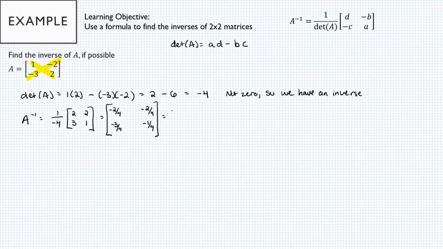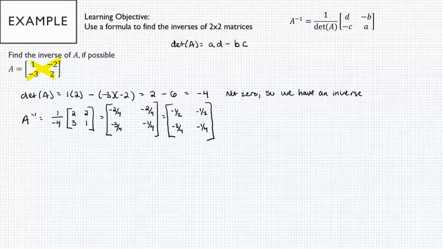And then you would reduce them. So we've got negative 1/2, negative 1/2, -3/4, -1/4. Unfortunately, a lot of inverses end up with fractions. That just tends to happen. But that's it. That's your inverse using the formula. And you would get the same inverse if you use the other method that I showed, where you do the row reduced echelon form.